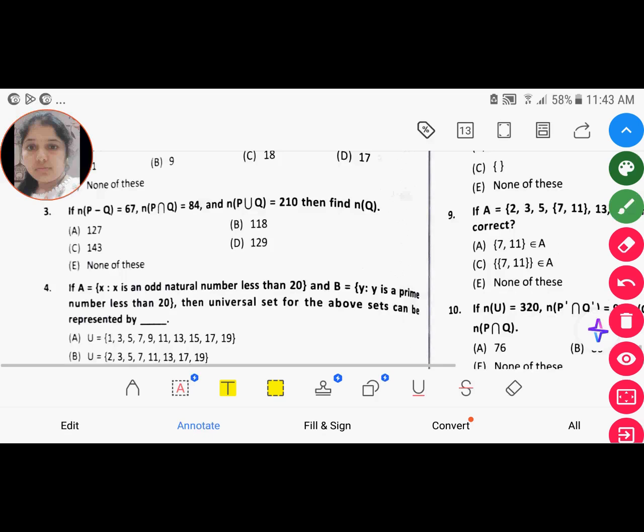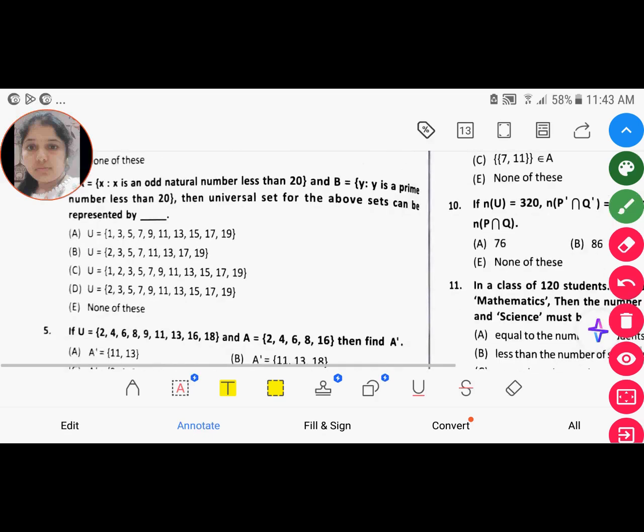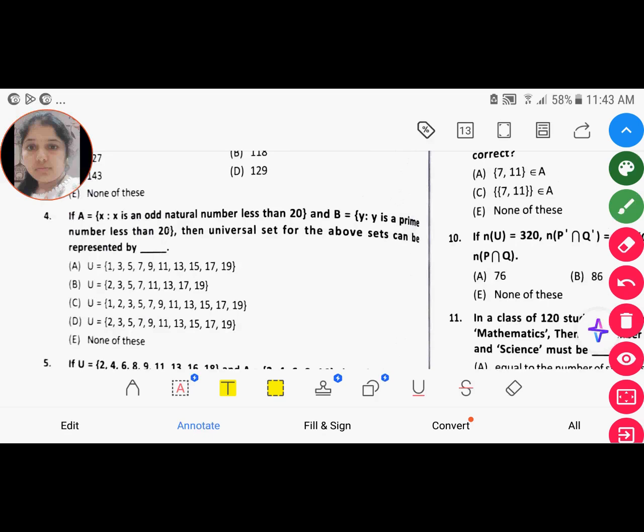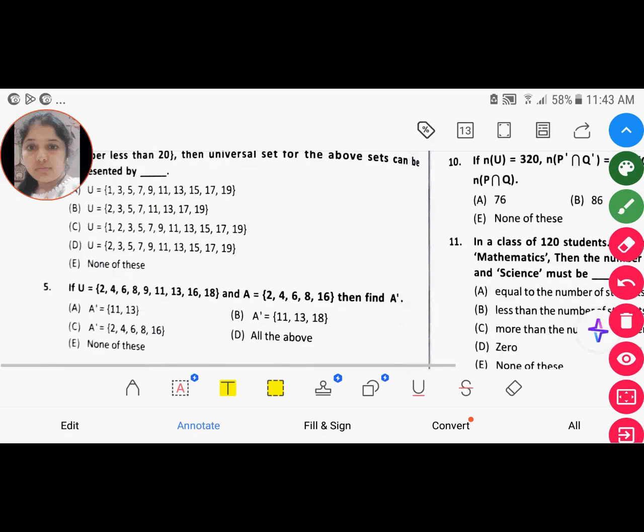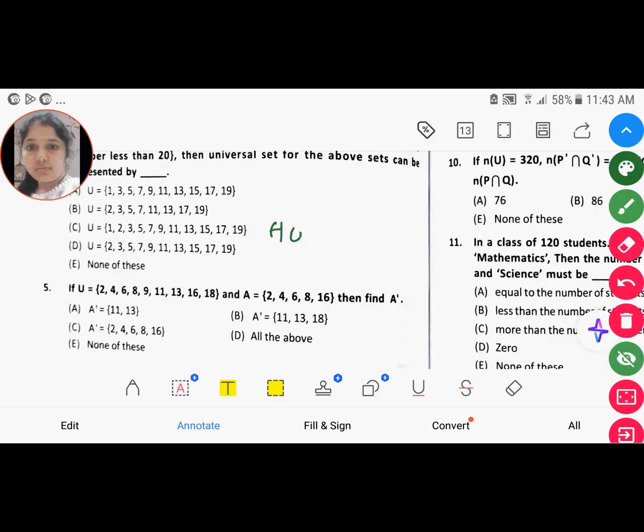Now the next question. A is a set of odd natural numbers less than 20. B is the prime numbers less than 20. We have to find the universal set for the above. Now you can find the odd numbers less than 20, make a set A, then the prime numbers which are less than 20, make a set B, and join both of them. Okay, so you will get the answer. So this is for your homework.